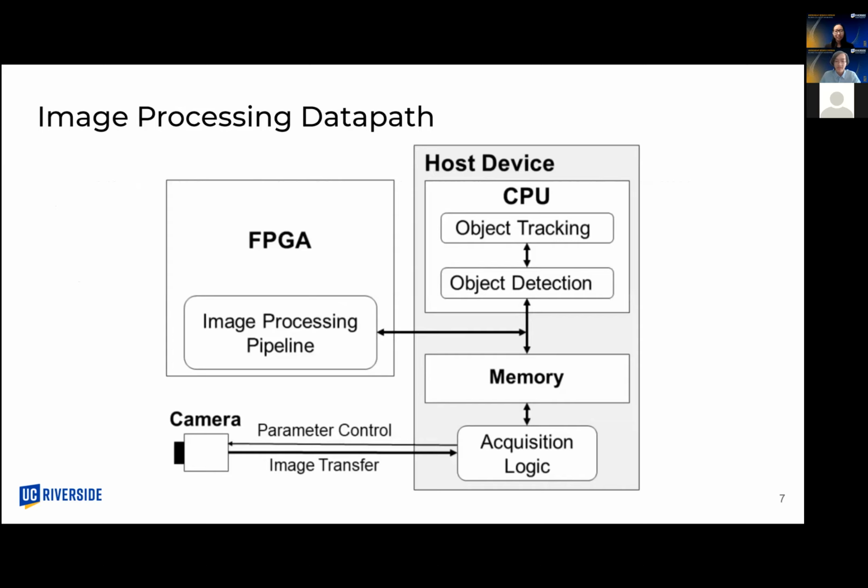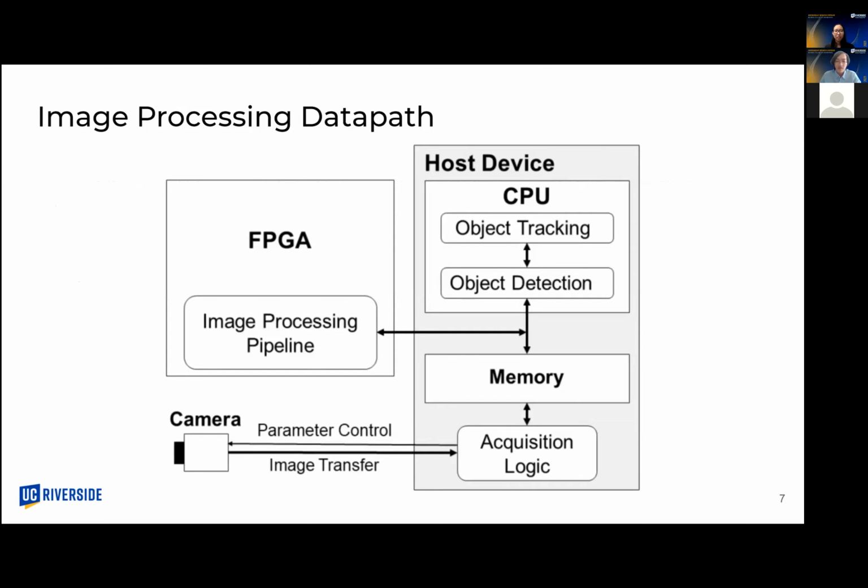Here we can see the data path for our image once it's processed. First, the camera sends the image to the host device. In this case, it's our computer. It's then sent through the acquisition logic and sent over to the FPGA to go through image processing that Helen mentioned in the last slide. Then it is sent back to the host device to go through object detection and tracking.